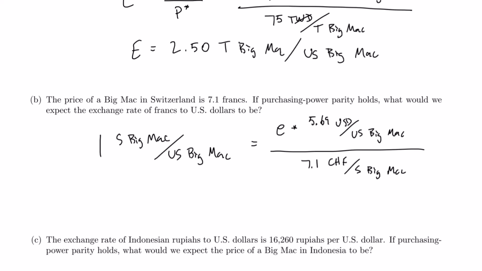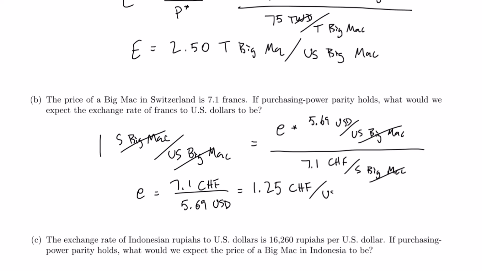What we see here is we've got Swiss Big Macs on the left-hand side and the right-hand side. Same thing with US Big Macs. That's all going to cancel. Remember, we're solving for the nominal exchange rate, which should be currency to currency. So all of the Big Macs need to cancel out here. Now we need to solve for E. I'm going to multiply both sides by 7.1 Swiss francs and divide by 5.69 US dollars, and that's going to give me a nominal exchange rate of 7.1 Swiss francs divided by $5.69 US dollars. Putting that in my calculator, that gives me 1.25 Swiss francs per US dollar.